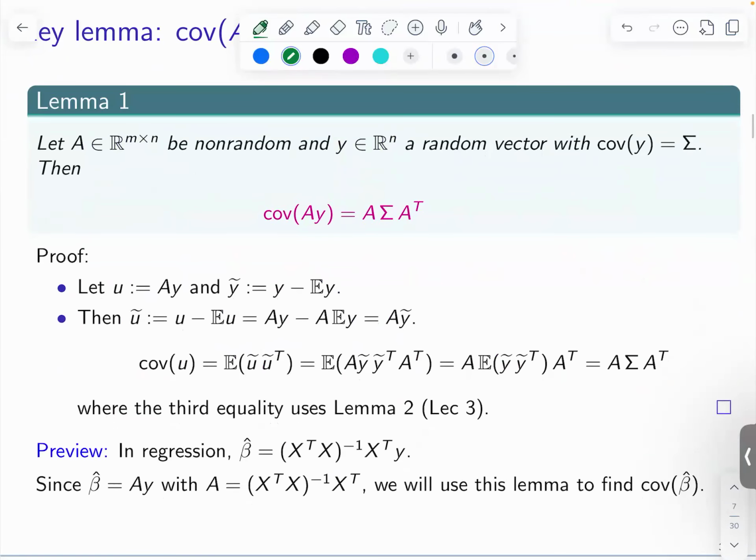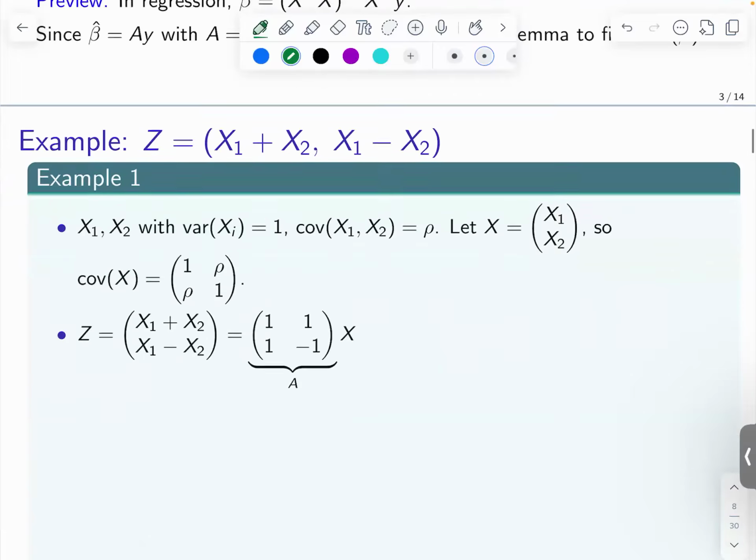Why is this important for us? If you've seen regression in the previous course, beta hat, the coefficients of regression, would be a matrix times Y, where Y is random. So if you call that matrix A, it would look like this, A times Y, and then you calculate the covariance matrix of beta hat based on the covariance matrix of the observations. It's a key property that we're going to use. Just be on the lookout for this.